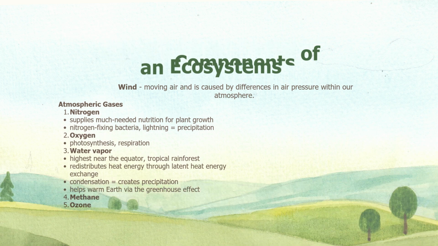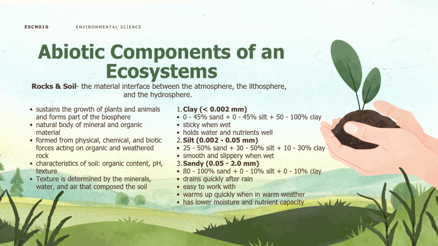Let's now proceed to the next example of an abiotic component of an ecosystem that also plays a major role, and that's none other than rocks and soil.